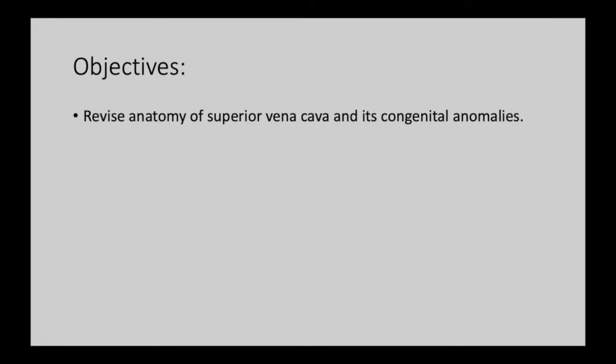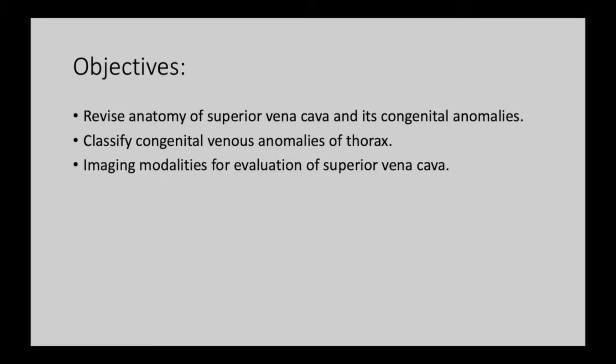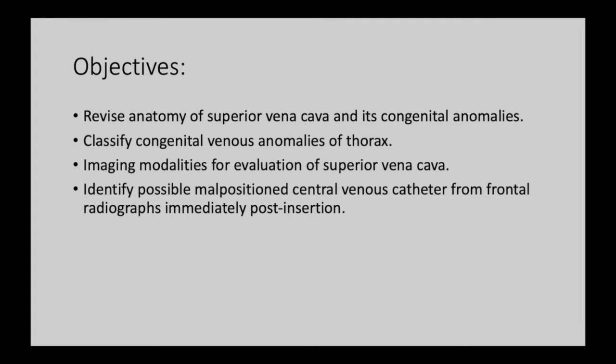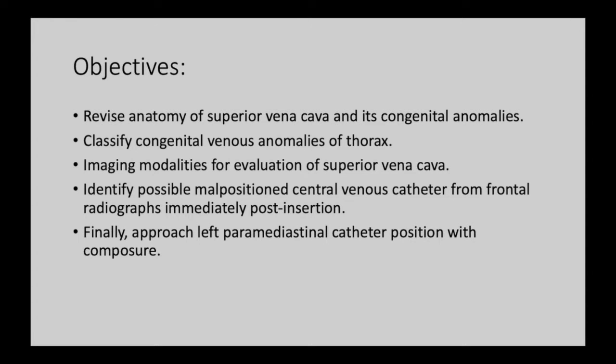Objectives for the presentation today include revising anatomy of superior vena cava and its congenital anomalies, classifying congenital venous anomalies of thorax, imaging modalities for evaluation of superior vena cava, identifying possible malpositioned central venous catheter from frontal radiographs immediately post-insertion, and finally, approaching left paramediastinal catheter position with composure.